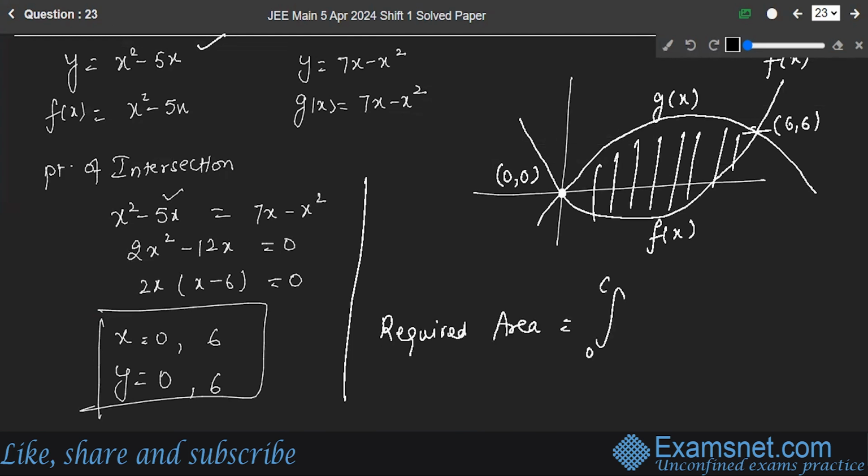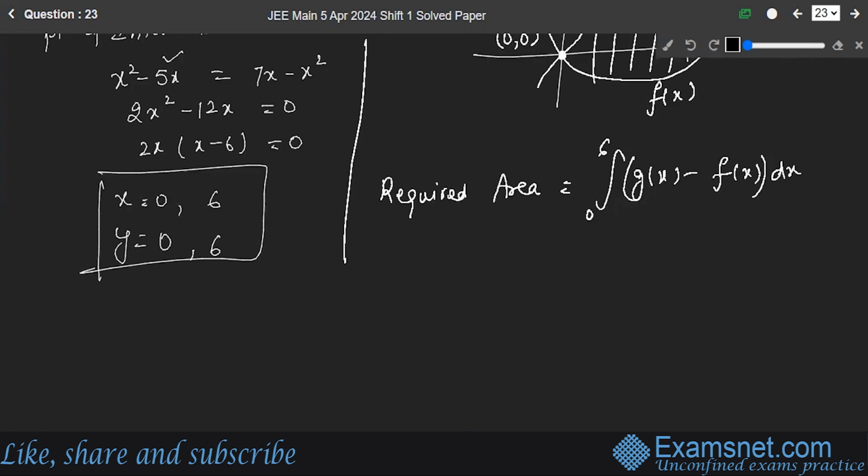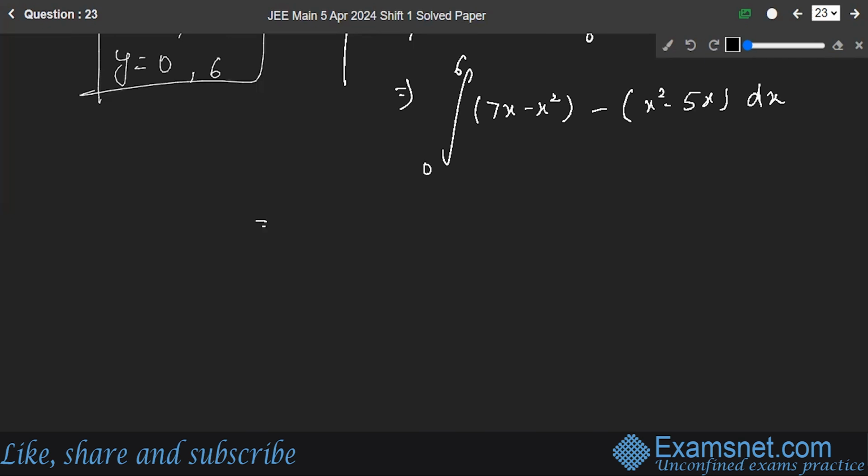Area is equal to integral. Limits will be 0 to 6, gx minus fx dx. So let's write down the gx and fx now. This is 0 to 6. Your gx was 7x minus x squared, and fx was this, dx. 0 to 6. It will be minus 2x squared plus 12x. Okay, easy now.